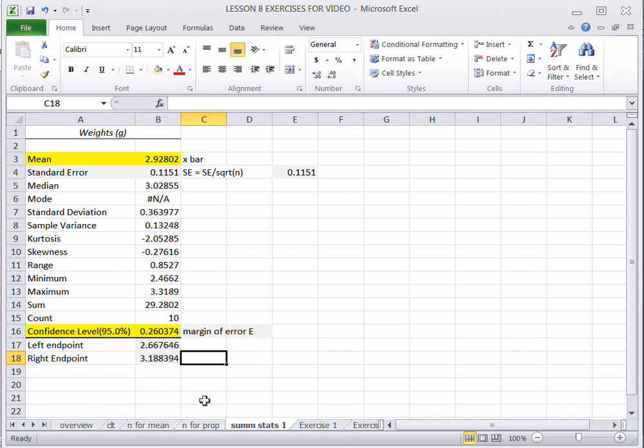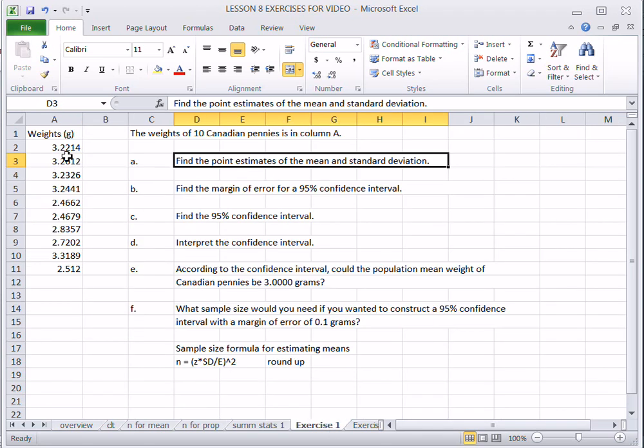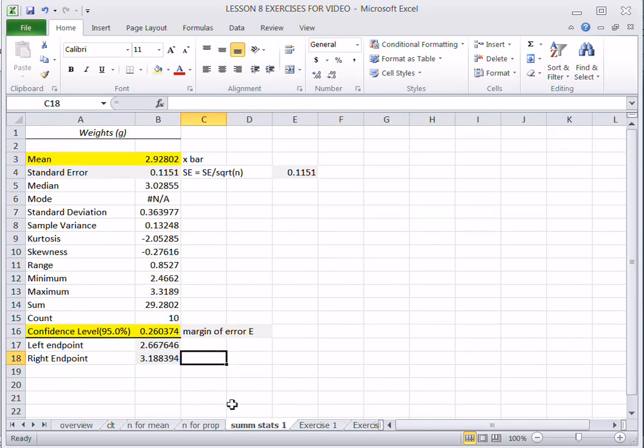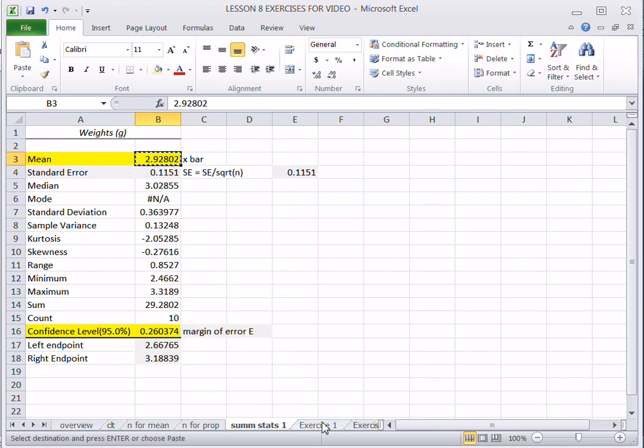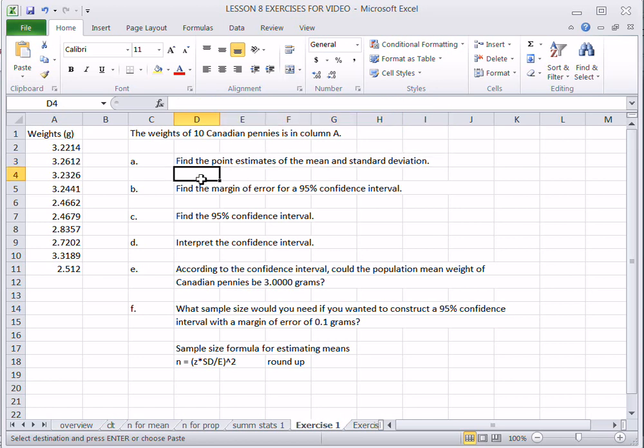Now, remember that our original data here, exercise 1, is to 4 decimal places. So we will round things off to 5 decimal places. Let's take one of these digits away. We always give our sample statistics and confidence intervals to 1 decimal place more than the original data. So we see here that our mean is 2.92802. Let's copy this. And so for exercise 1, the point estimate for the mean, x bar.